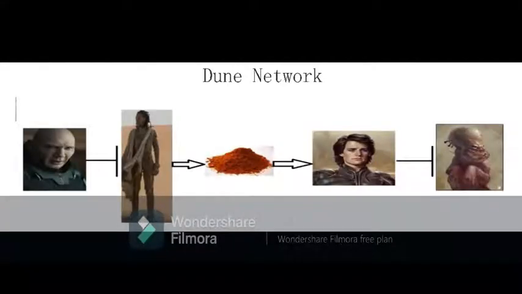Alright, now that we've reviewed, let's look at gene networks. Gene networks have activators and repressors. In this case, we'll be looking at the Dune network, derived from the book Dune and the upcoming movie.